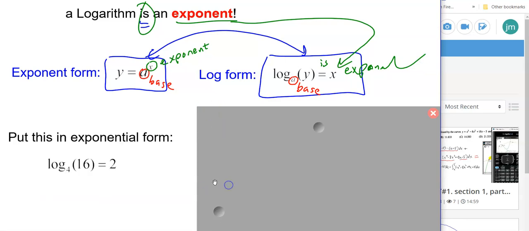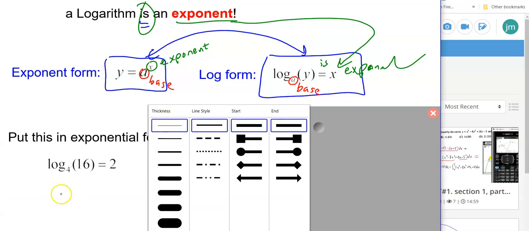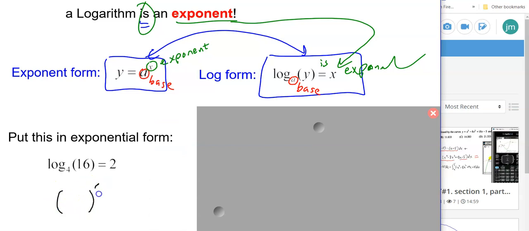So let's try this one. Put this one into exponential form. What that means is you're going to have a number to some power equals some other number. So let's plug in what we know. The base is 4. That's got to be down low. The log is an exponent, so 2 has to be the exponent. Another number goes in the other spot, which is here. 4 squared is 16. That actually kind of makes sense. 4 squared is 16, right? So log base 4 of 16 must be 2.